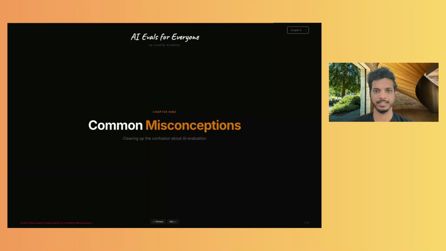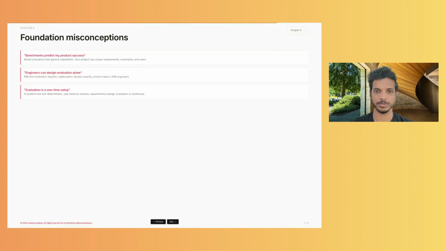Welcome to chapter 9 in the AI Evals for Everyone course. So in this chapter, as I discussed earlier, we'll be talking about common misconceptions and widespread notions of what it takes to build a successful AI product, which are actually quite often debunked because of their failures to solve certain cases. So firstly, let's talk about some basic foundational misconceptions that you might come across in different places.